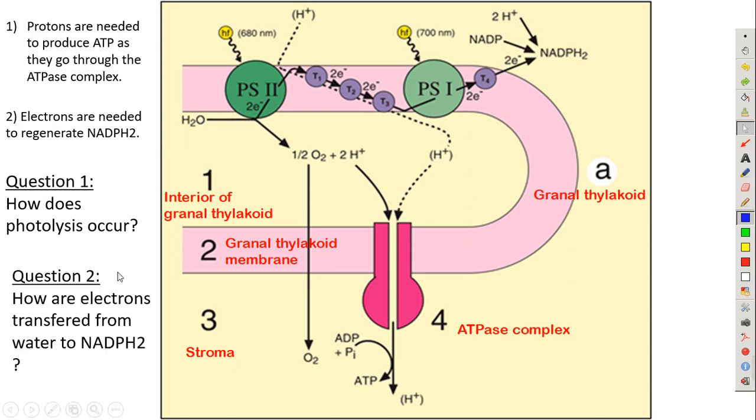And second question, how are the electrons transferred from water to NADPH? So how do the electrons go from water to NADP? It would be more correct actually to say to NADP, which will become NADPH2. So just for it to be clear, how are electrons transferred from water to NADP, and in the process NADP will become NADPH2.